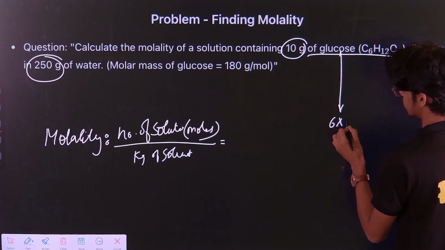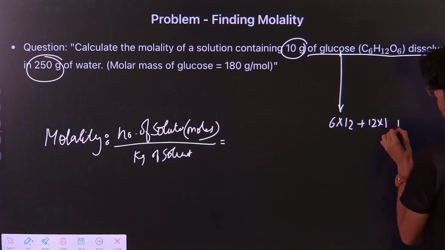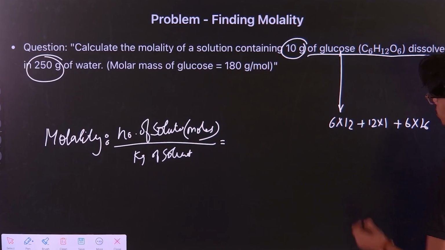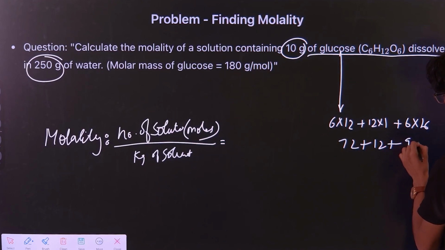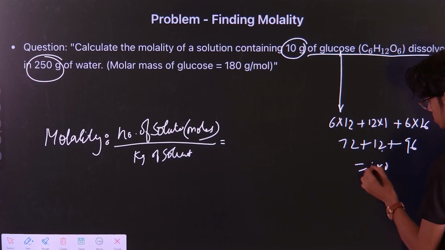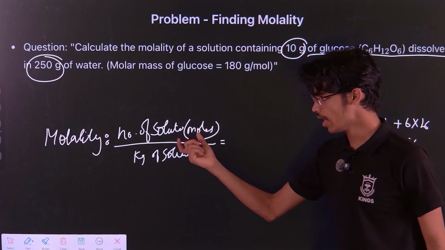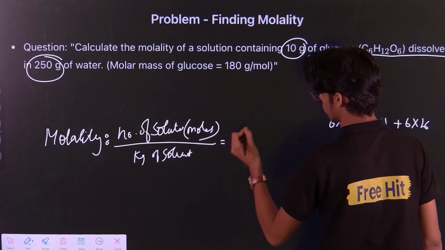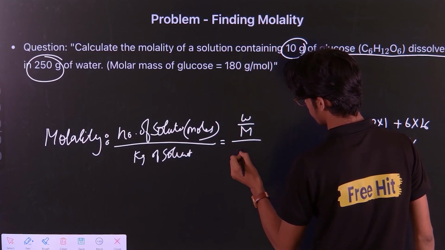Glucose has 6 carbon, 12 hydrogen, and 6 oxygen. Now what is this number? 12 times 6 is 72, right? This 1 times 6 is 6, and 16 times 6 is 96. So 72 plus 96 plus 12 is 180. This is the molar mass. How do you find out the moles of anything? Number of moles is equal to given mass upon molar mass, divided by the mass of the solvent.